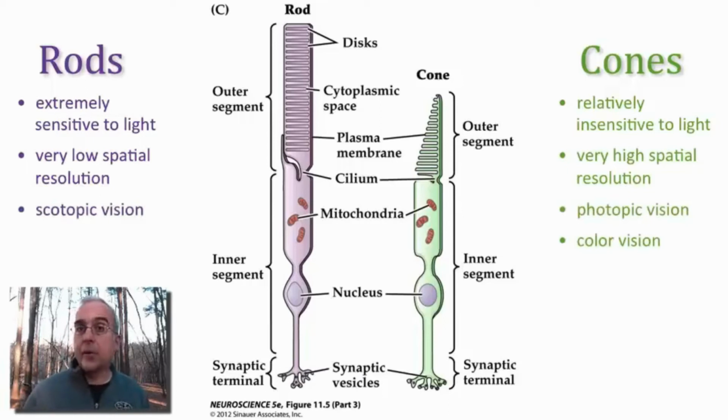Putting these facts together, rods are specialized for very low light levels. We call this scotopic vision, whereas cones are specialized for very bright conditions, such as this beautiful late afternoon here in North Carolina where I'm talking to you today. So this photopic vision enables color vision, since color vision requires the activation of cones. Well, let's consider some of the physiology and anatomy of our rods and cones that helps to explain these features.